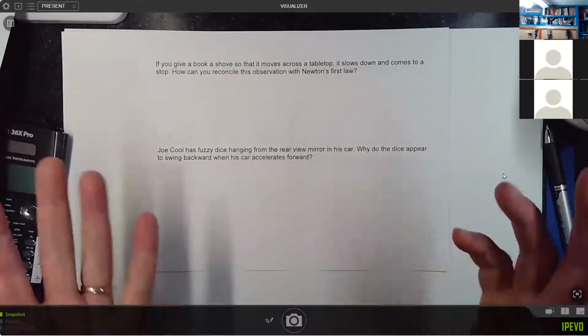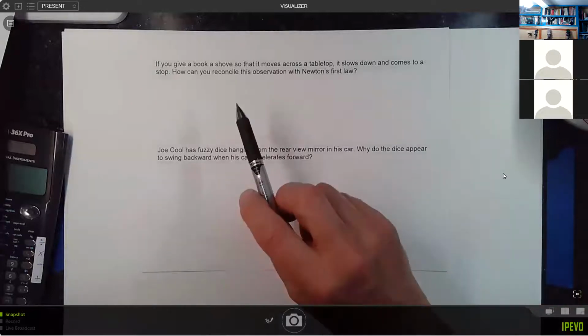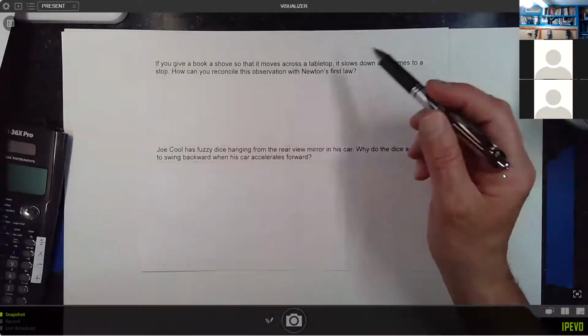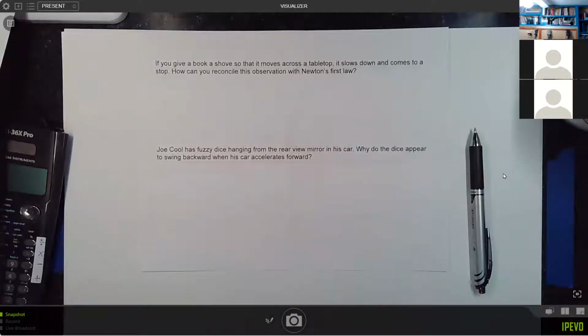Okay, here's just some thought ideas. If you give a book a shove so that it moves across a tabletop, it slows down and comes to a stop. How can you reconcile this observation with Newton's first law? Well, that book would remain in uniform motion if there was no unbalanced external force acting on it. So if it stops, there must be an unbalanced external force.